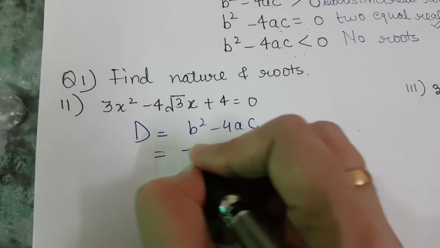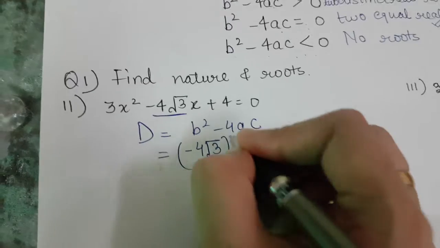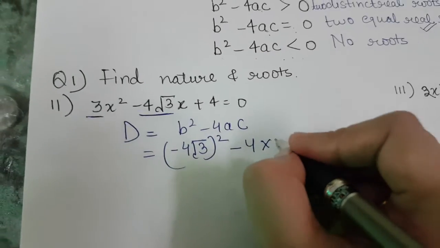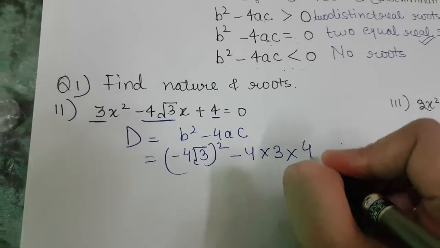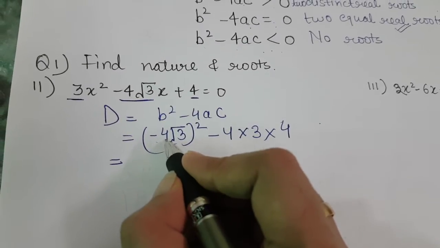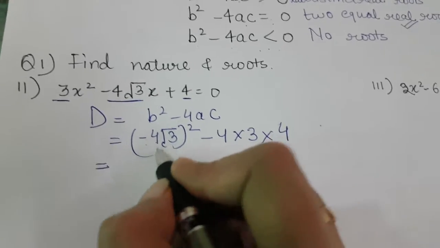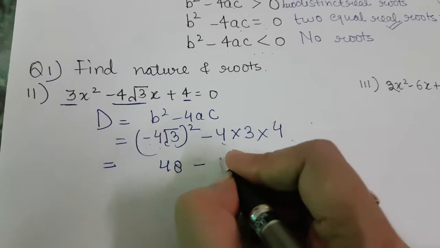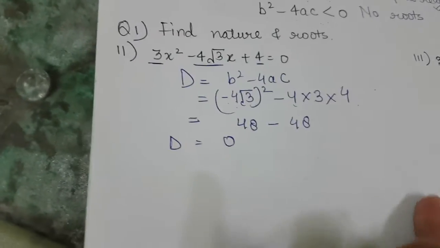So just put the values. b square means minus 4 root 3 square, because that is the b value in your equation, minus 4 into a value, which is 3, into c value, which is 4. Now start calculating. Minus 4 square is 16, and root 3 square will be 3. So 16 into 3 is 48, minus 4 into 4 into 3 is 48. It means the D value is coming equal to 0.